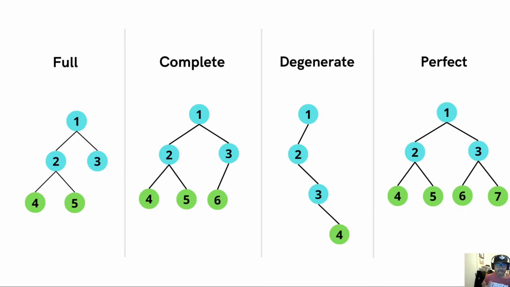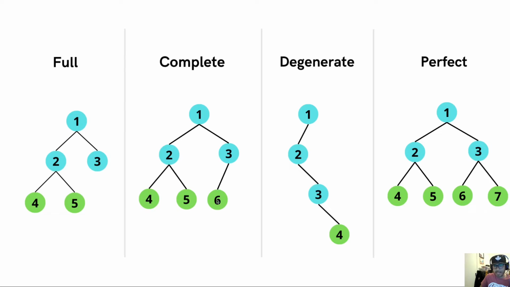All right, and here is a diagram comparing a full, complete, degenerate, and perfect binary tree. As you can see here, this is a full binary tree. All the non-leaf nodes have 2 children. As you can see, 4, 5, 3 are leaves, 2 and 1, 2 is the internal node, and 1 is our root. And this is a complete tree, because from left to right, there are nodes.